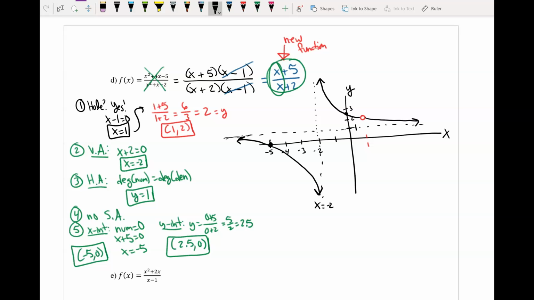And you can see that the multiplicity x plus 2 has the behavior of 1 over x. So you can see that both of these guys are going to go in opposite directions. So this guy will be our graph with our hole right there at 1, 2.